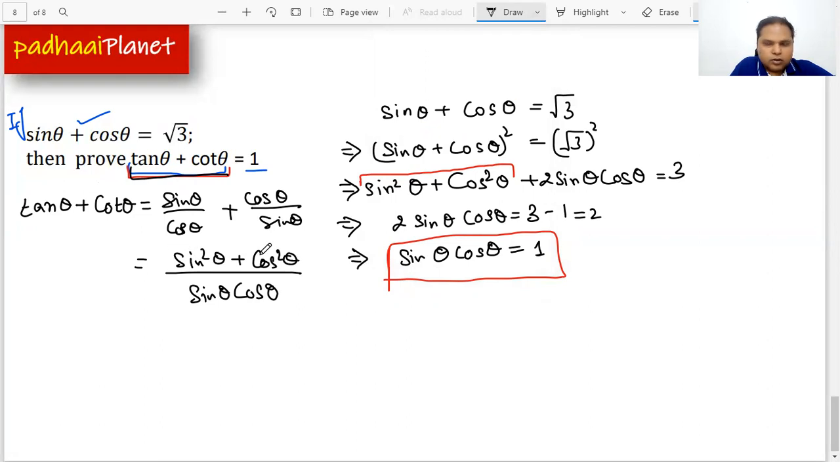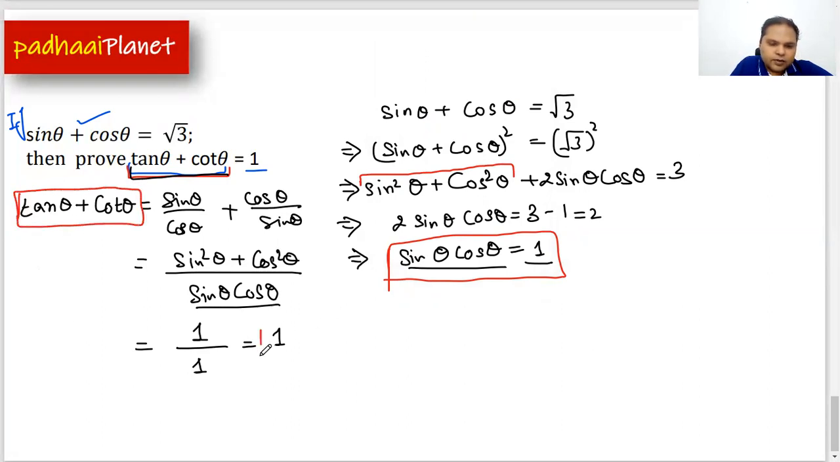Now, on top, we have nothing but 1. And even at the bottom, the denominator is already proven that sine theta cos theta is equal to 1. So we have this also as 1. Finally, the whole thing is equal to 1. Now, this is what exactly we had to prove, that tan theta plus cot theta is basically 1, right?